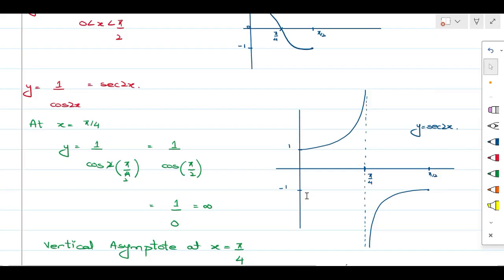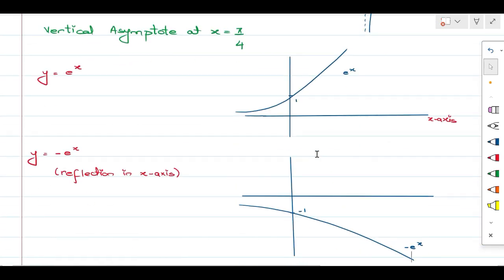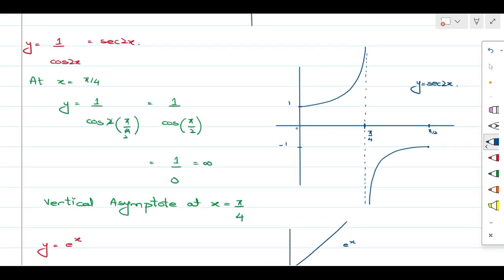Now we have to sketch, by sketching a suitable pair of graphs on the same diagram, we have to sketch both of them and we need to show that it has only one real root in that interval. So for this, the interval is from 0 to pi by 2, because we are just looking at 0 to pi by 2. Okay, let me combine the two graphs. Now this implies secant of 2x equals negative e power x. Okay, let me combine both of the graphs.